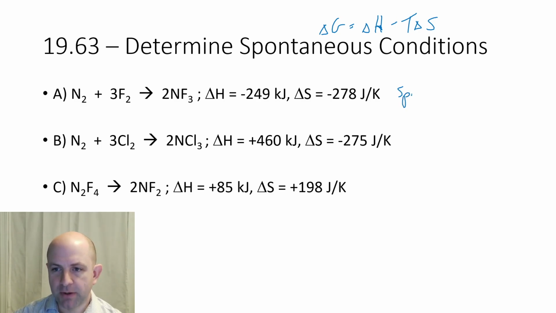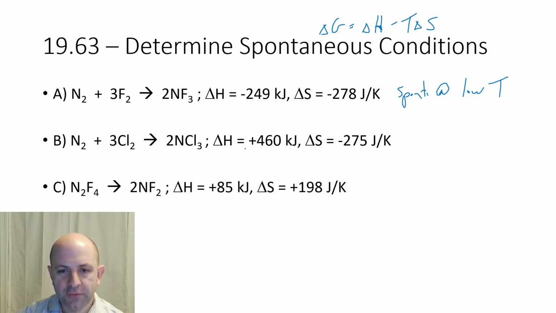So this will be spontaneous at low temperatures. If we actually plugged in numbers, we could figure out what that maximum temperature was. But we're just going to say, as long as T is small enough, this will still be negative. But if T gets too big, then this whole term gets too positive, and delta G becomes positive.